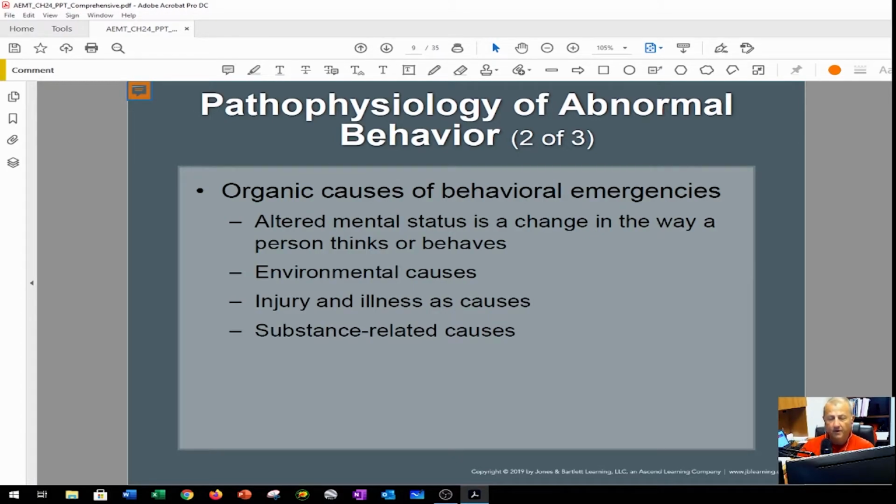Other diseases of the brain, I already mentioned Alzheimer's, right? I talked about hypoxia. I've talked about inadequate blood flow to the brain. Some of your environmental emergencies, like excessive heat, excessive cold. All right, and we're still talking about the pathophysiological section of behavior.